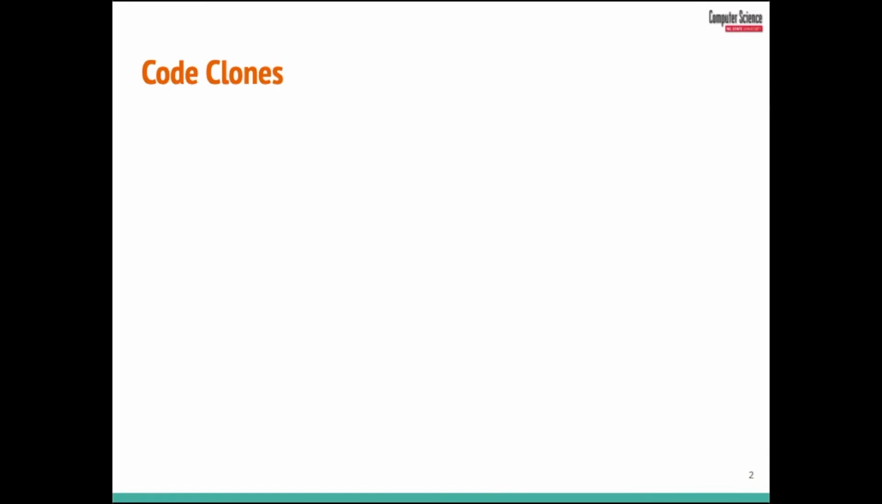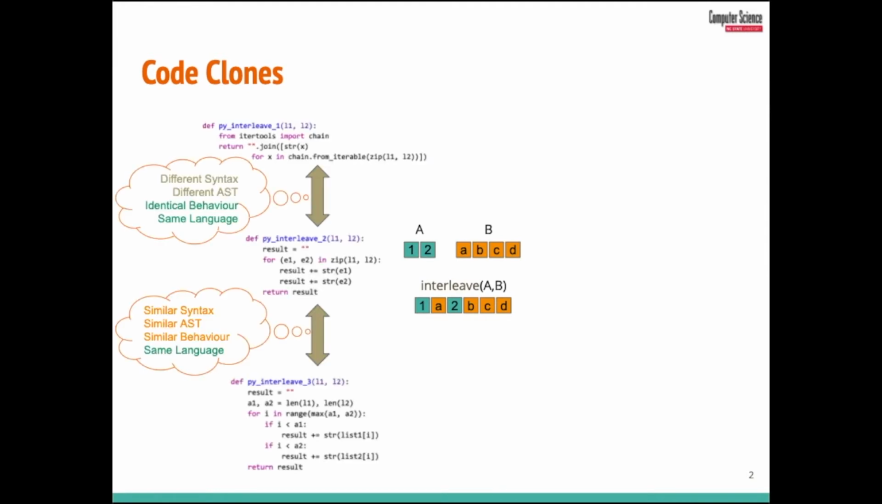What are code clones? Code clones are snippets of code that are identical to each other. If these snippets have similar functionality, they're called behavioral or functional code clones. Consider the example of two interleaving arrays. Here are three Python functions that implement this functionality.